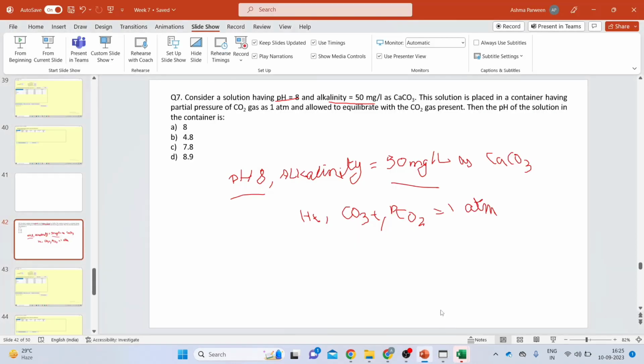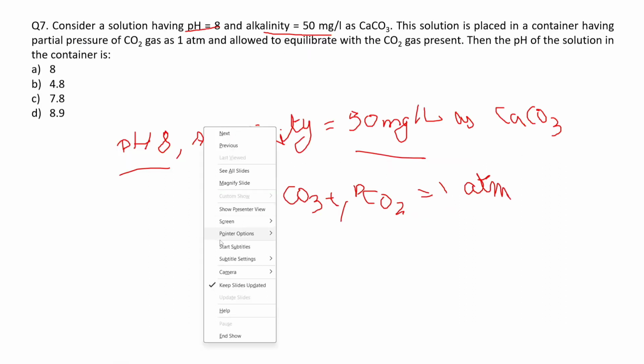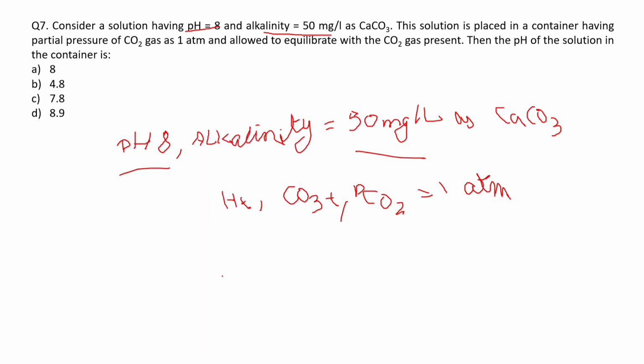So let's go back to our problem. So what pH are we getting? We are getting the pH as 4.815. So 4.8 is the correct option. That is, B is the correct option.